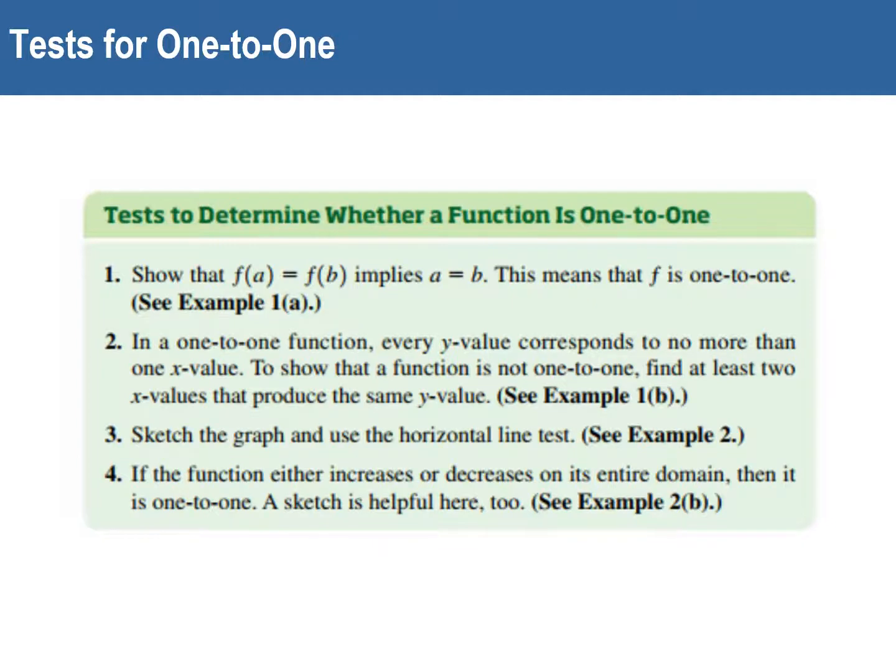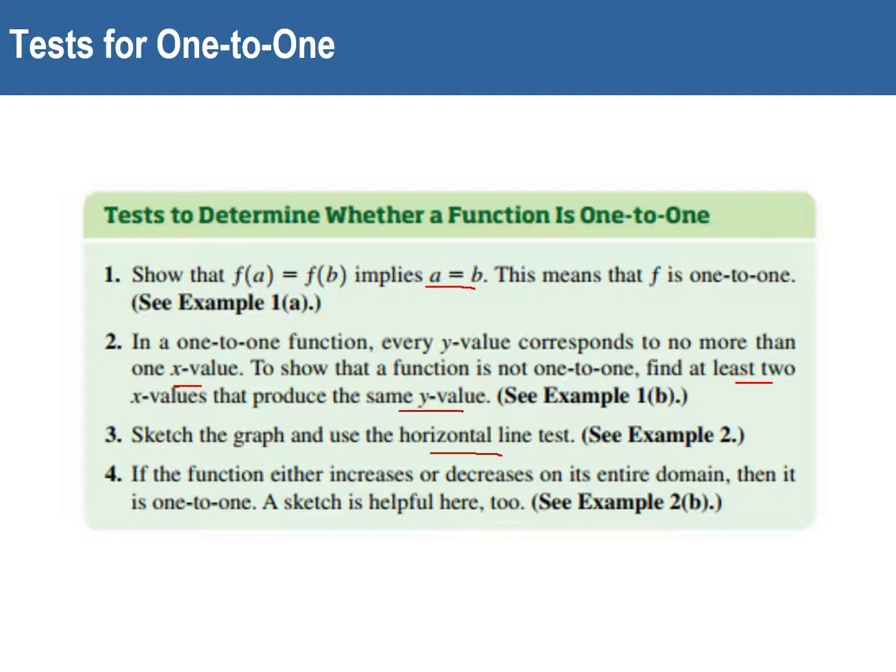So here's a summary. In order to determine whether a function is 1 to 1, you have to show algebraically that f of a equals f of b implies that a equals b. And in a one-to-one function, every y value has no more than one x value. To show it's not one-to-one, you can find at least 2 values that produce the same y value. You can sketch and use a horizontal line test.